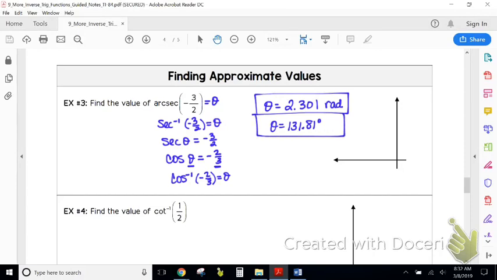Now, let's see. Does that make sense? We're looking at the inverse secant. What quadrants are we looking at? Quadrant 1 and 2, right? Because it's the reciprocal of cosine. Is 131 degrees in quadrant 1 or 2? Yes, so we know that our answer's good. All right, so let's do the same thing with example 4.